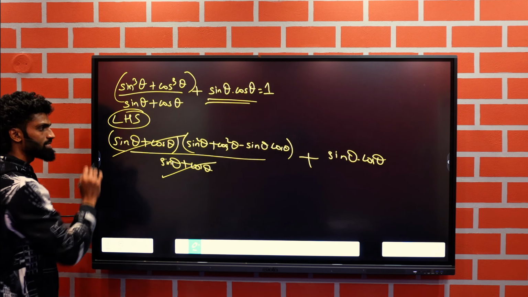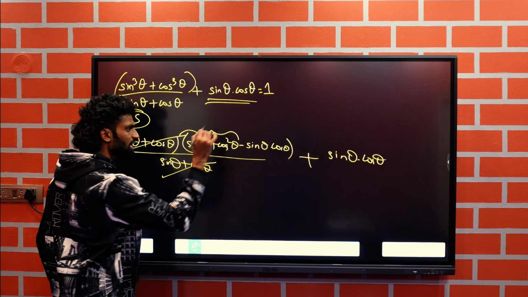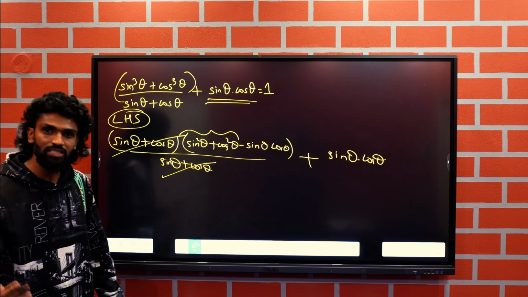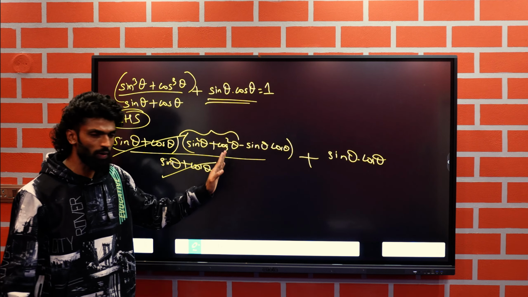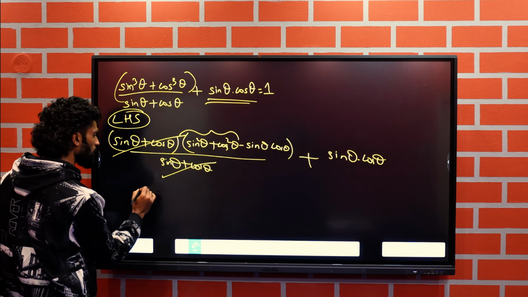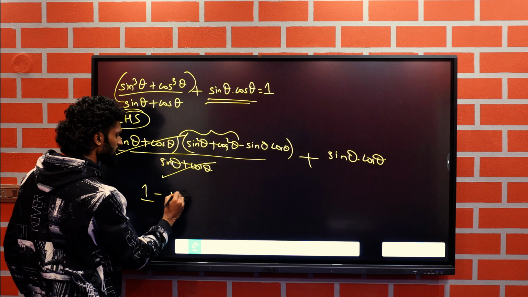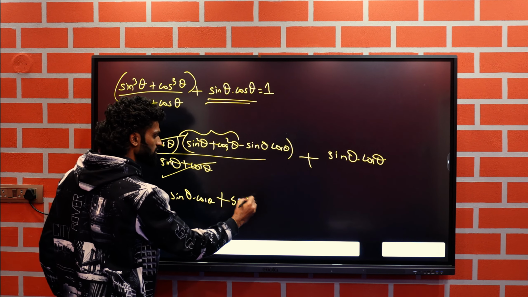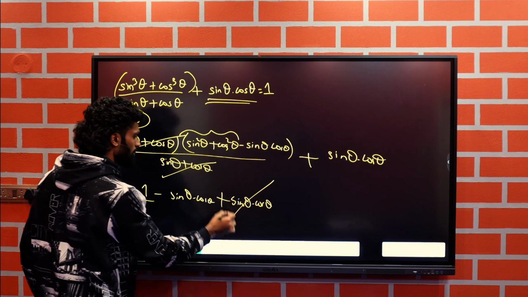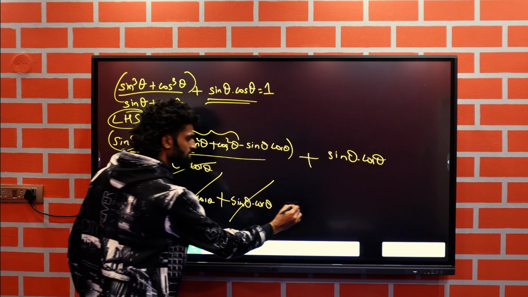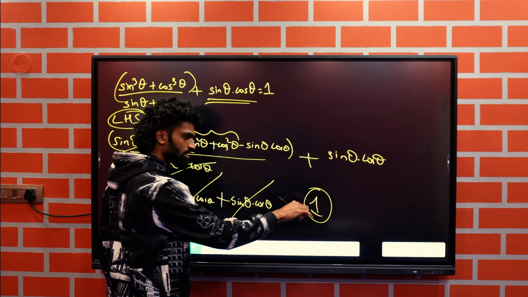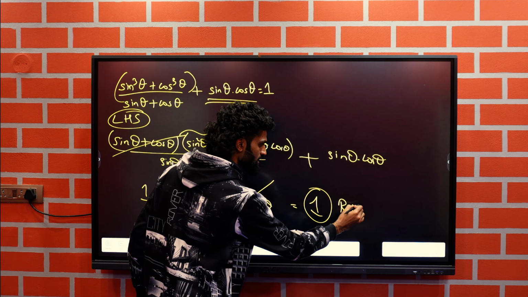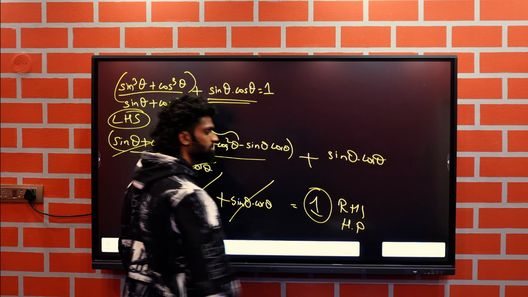This part and this part gets cancelled. Here, do you think I'll be able to apply our trigonometry identity which says sin square theta plus cos square theta is what? Is 1. So you write the 1 as it is, minus sin theta cos theta also as it is, plus sin theta cos theta as it is. Obviously, the minus and the plus gets cancelled. What remains is nothing but 1. After this, you obviously write RHS, hence proved. That's how simple it is.